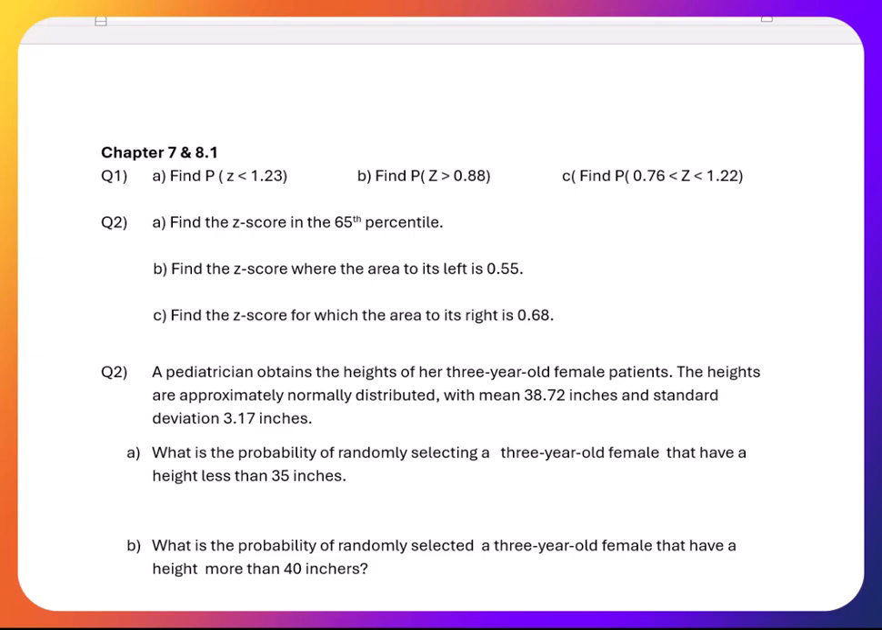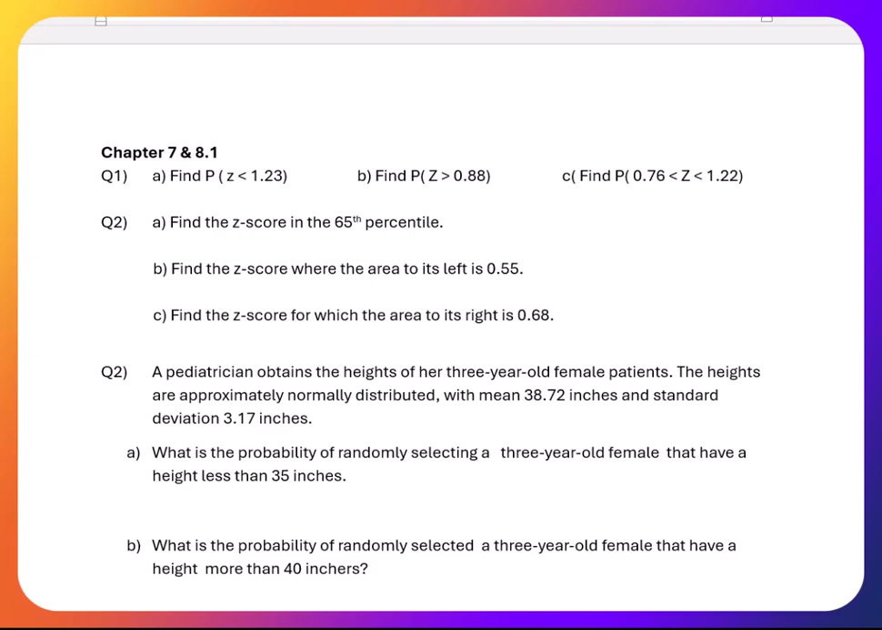This handout summarizes everything that you need to know in Chapter 7, Sections 1 and 2, and Section 8.1. So I'm gonna demonstrate most of the common questions in Chapter 7 and Section 8.1 using TI-84 and StatCrunch. We're gonna begin with the first question.